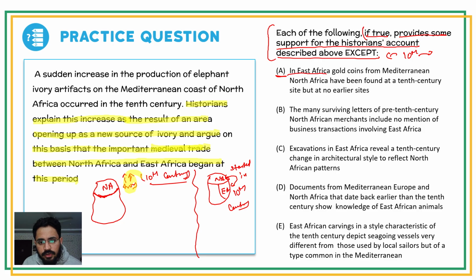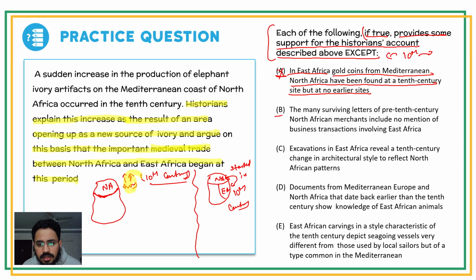In East Africa, here, gold coins from Mediterranean North Africa have been found at a 10th century site, but no earlier site. I mean, that bolsters the historian's argument. It was in the 10th century that something special happened, which kind of ignited the important trade between North Africa and East Africa. So now it's providing some support for the historian's account.